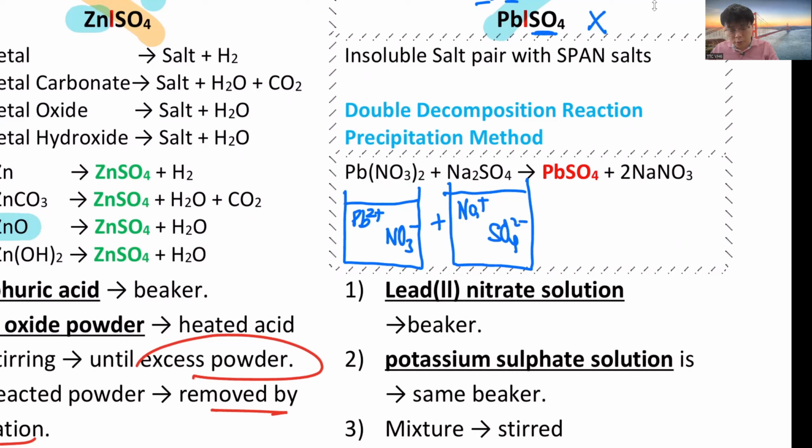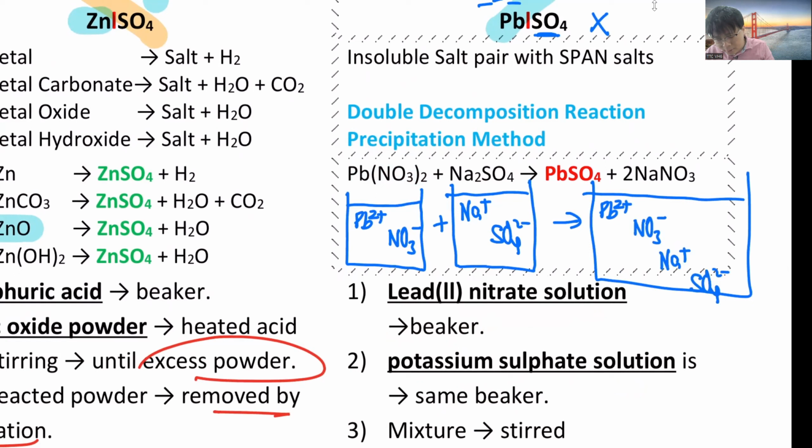So both you put inside a beaker. Nitrate, put inside a beaker. Potassium sulfate, put inside the same beaker. After that, when these two are mixed together, the ions will start to mix. Pb and NO3 will be inside, then Na and SO4 also will be inside. Then the Pb will meet with SO4, then they'll hug together and become solid.